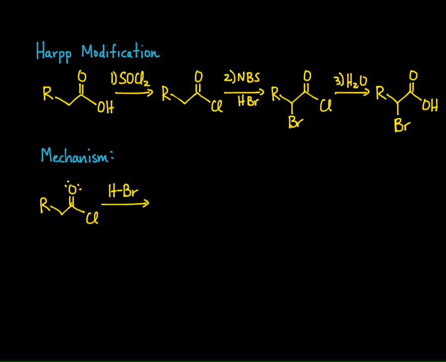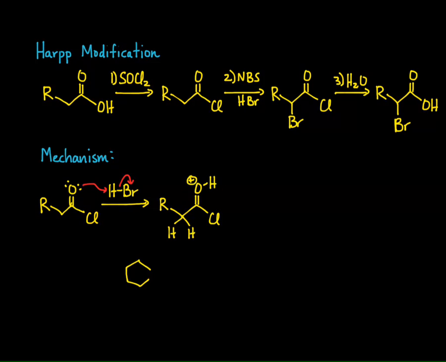Now, I'm not showing the formation of the acid chloride because we've already looked at the mechanism of that. So once the acid chloride forms, we treat it with NBS and HBr. In acidic conditions, we see that the carbonyl oxygen gets protonated. So here I have now my protonated carbonyl, and NBS actually acts as a base.